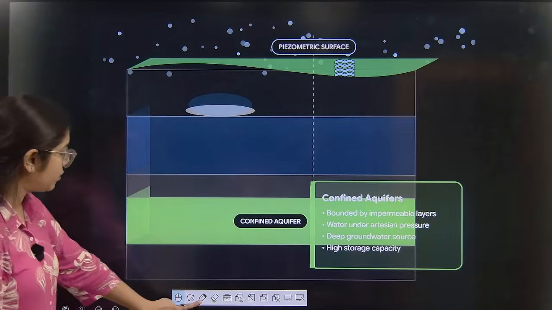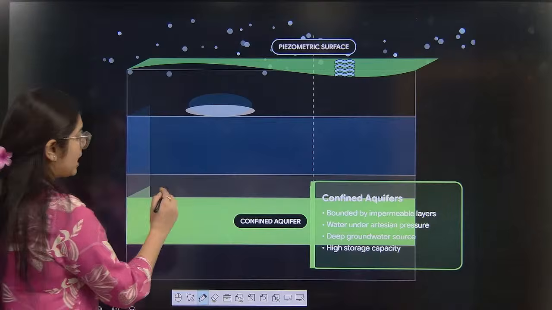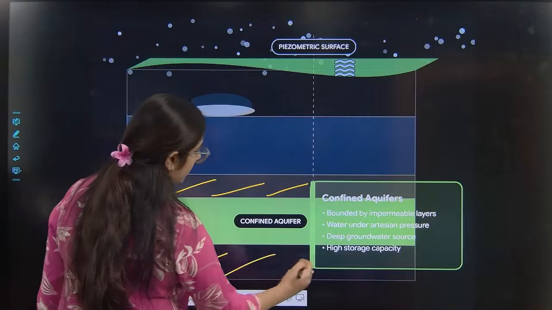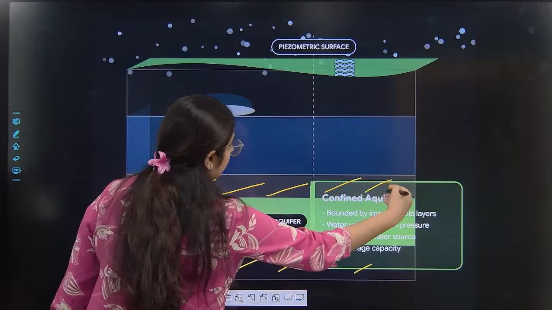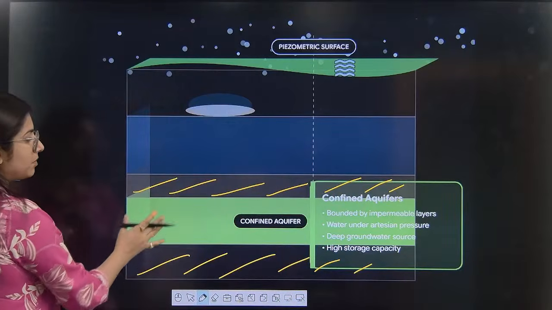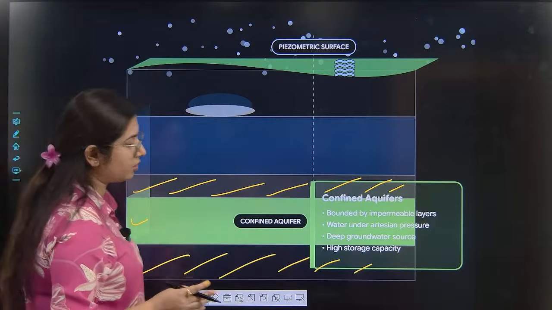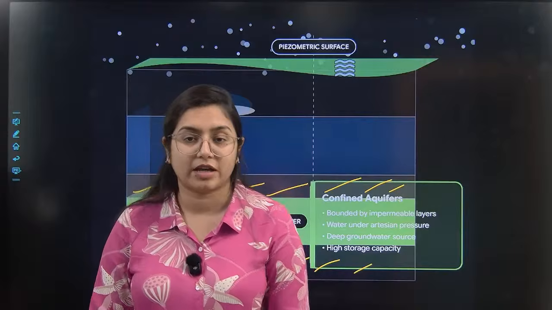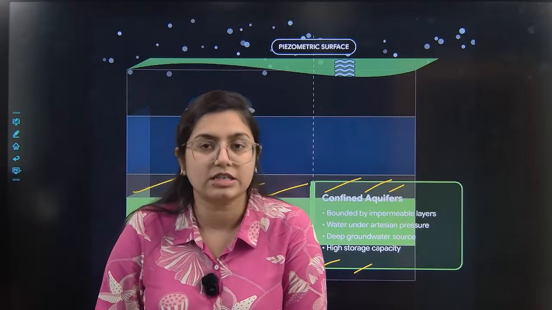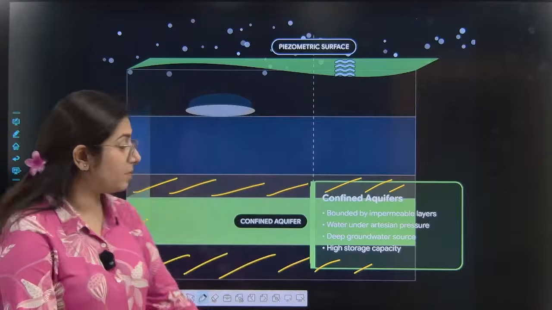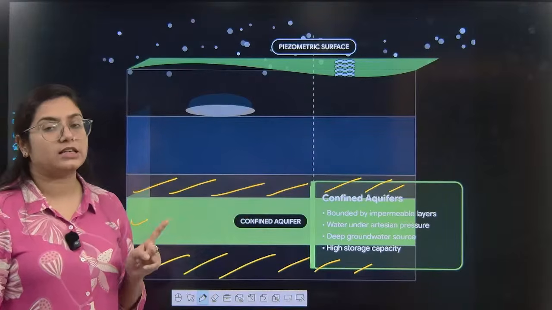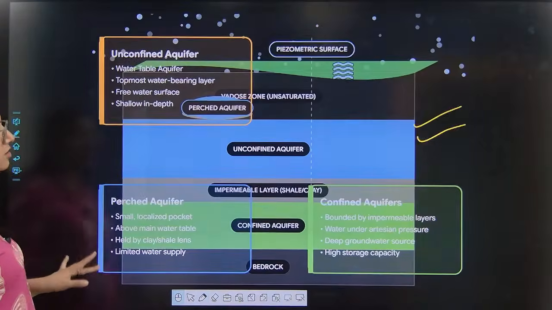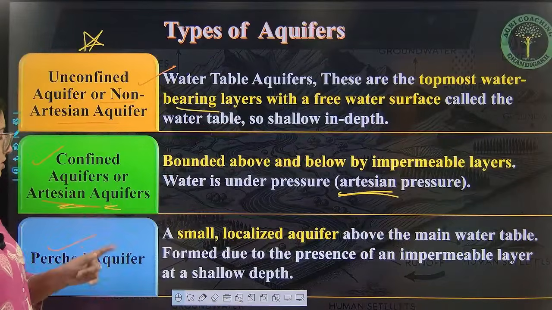Like you can see from the image, this is the confined aquifer, and the parts that I am shading are the impermeable layers. Between these impermeable layers is the confined aquifer. In this confined aquifer, the water cannot flow freely because of the pressure exerted by these two impermeable layers. This aquifer is known as the confined aquifer, and the pressure is known as the artesian pressure.